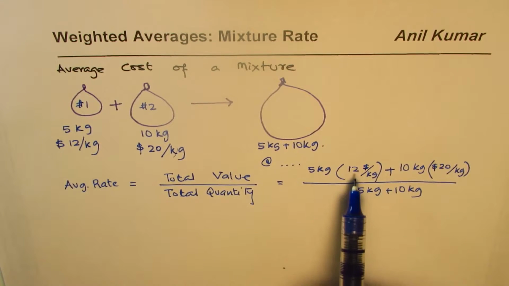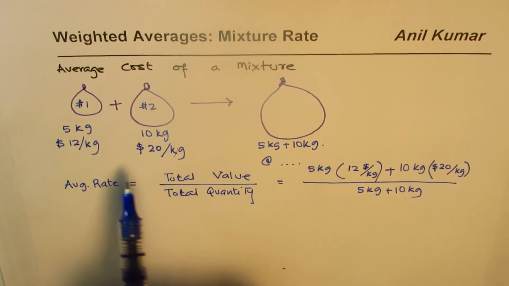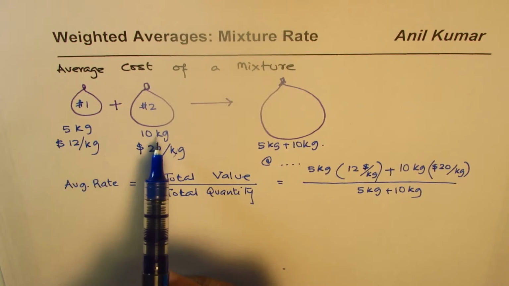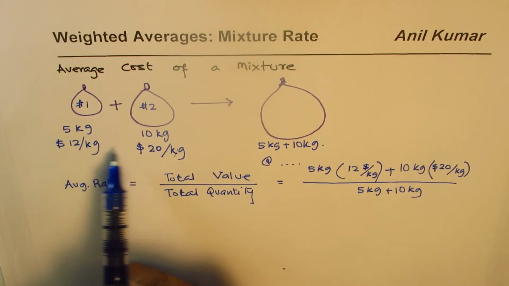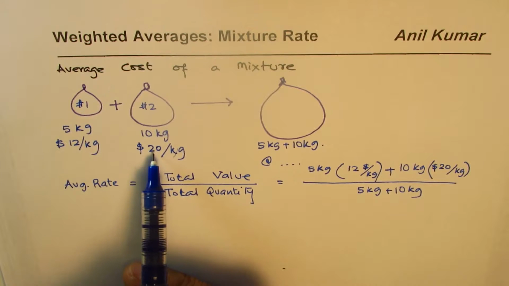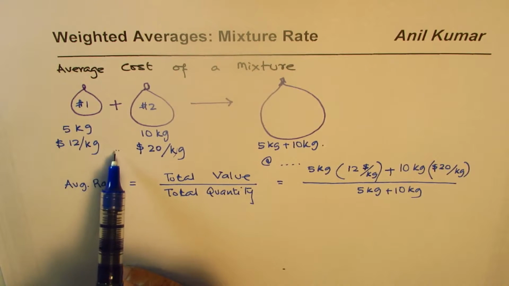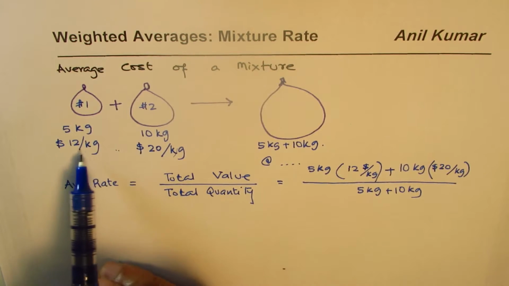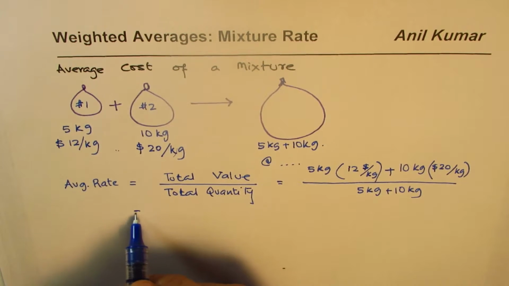You can see the value changes with the quantity of each, correct? Now in our case, since the quantity of costly item is higher, what do we expect? We expect a shift in the rate towards 20, right? Definitely, it is going to be less than 20, but it will not be in the center value or the mean value of 12 and 20. It is going to be towards 20. Let's calculate and figure it out.